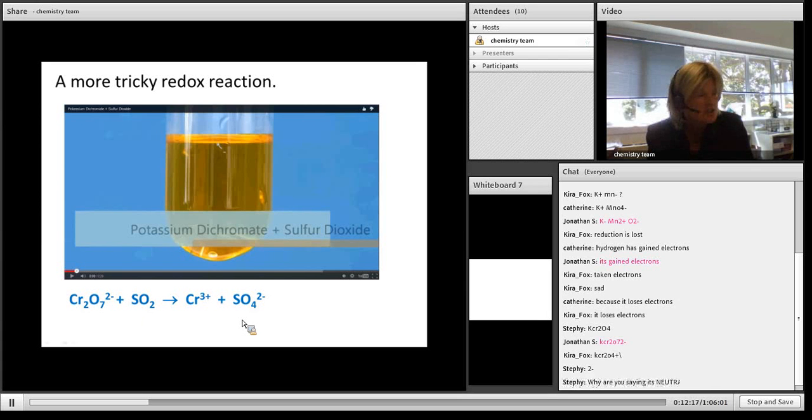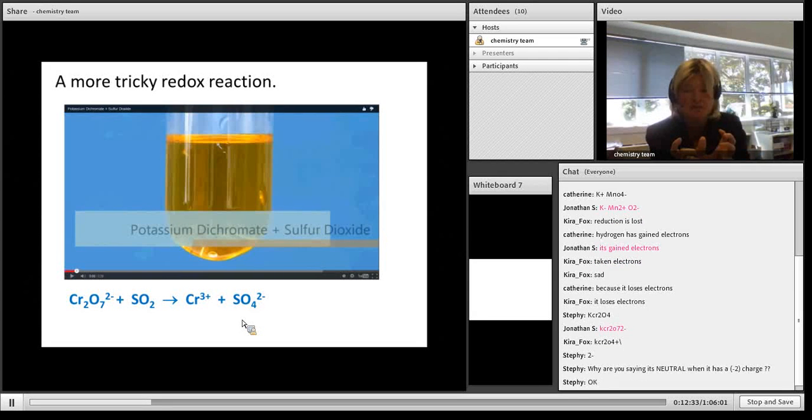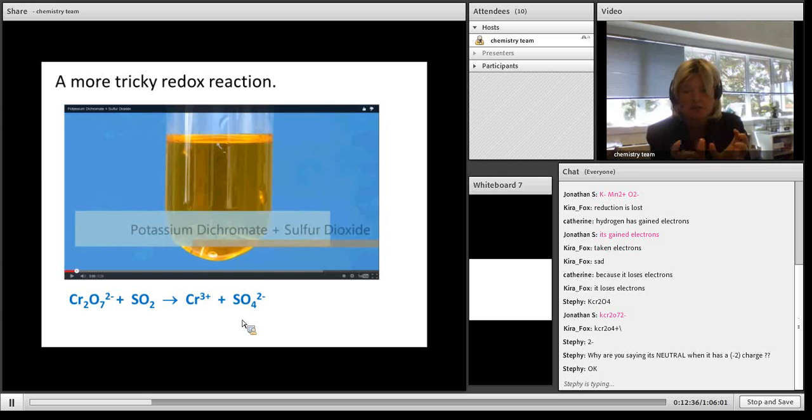Now, just looking at that on the surface, what? Oh, Steffi, I'm saying it's neutral by it. Sorry, thank you for picking that up. The it I'm referring to is potassium dichromate, not just the dichromate by itself. So dichromate is negative, potassium is positive, the two together, it's neutral.